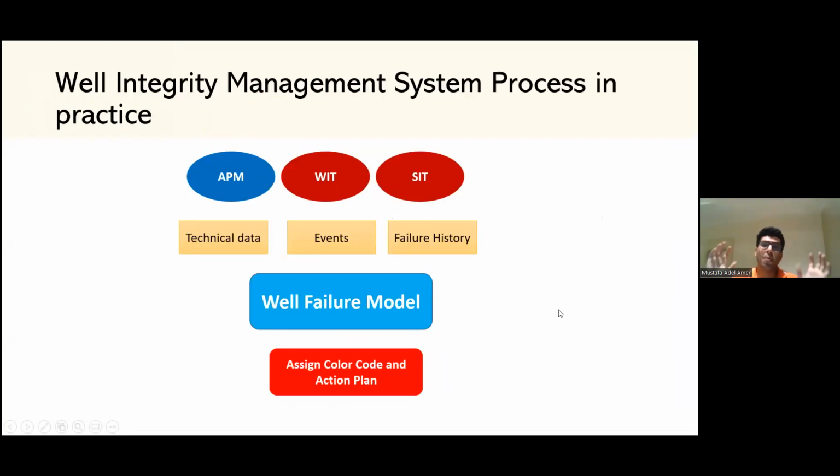Well integrity management system in practice. What do we do in practice? What comes and how do we deal with it?